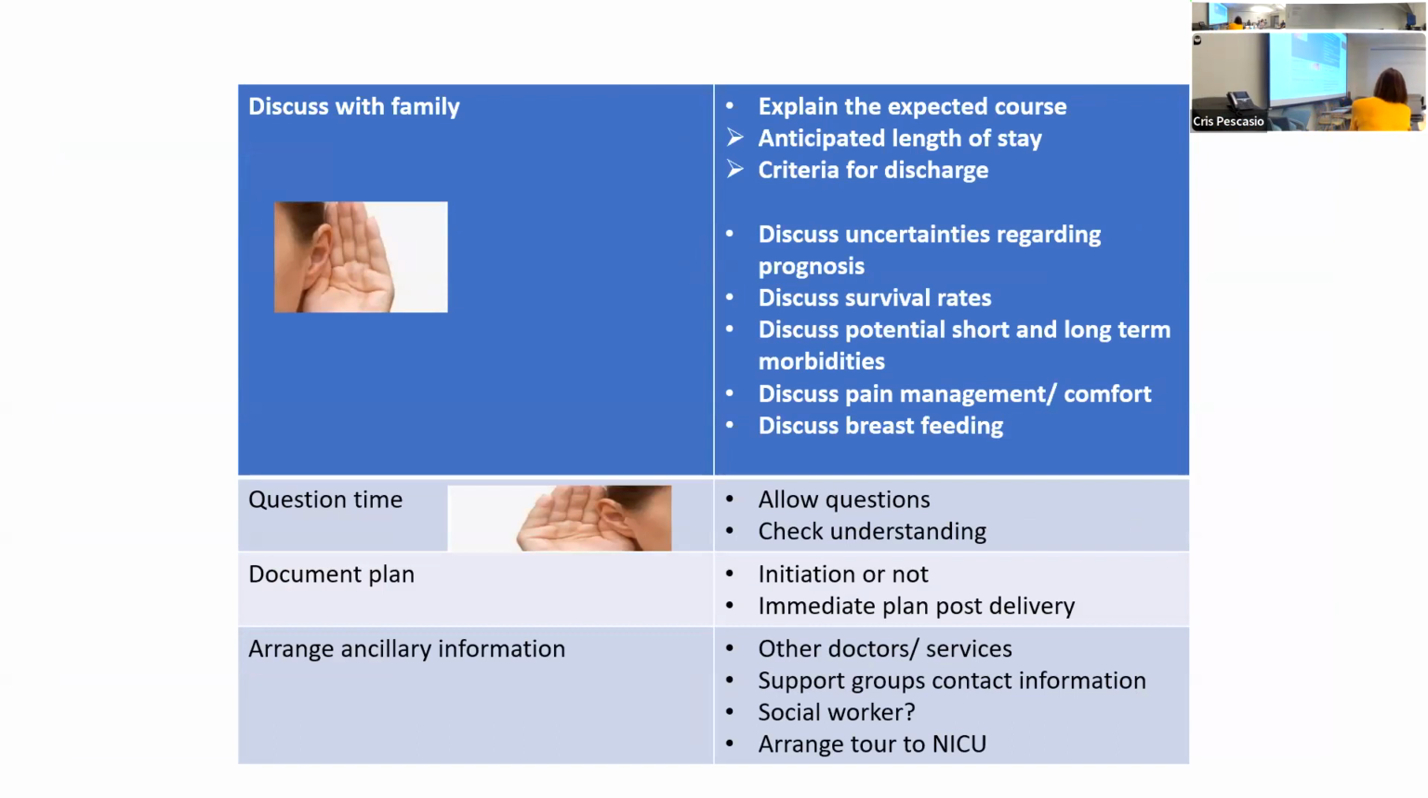Then you explain the expected course, how long the baby will stay, how long we think, because you're never sure, the baby will need to be in hospital, what's the criteria for discharge, uncertainties, survival rates, prognosis short and long term, depending on the case, right? Because again, in a 34-week, you're not going to talk about disabilities. And then allow questions and then document.